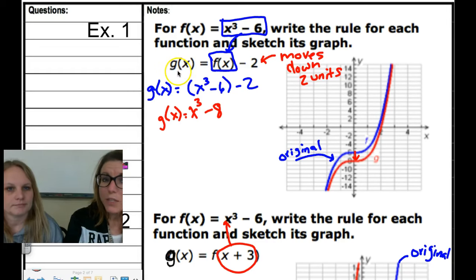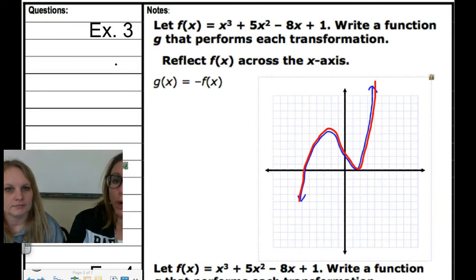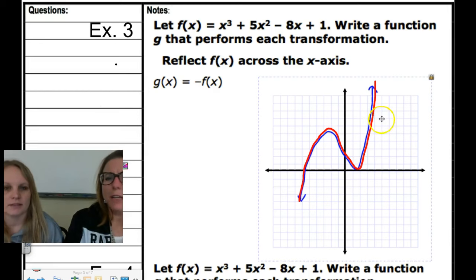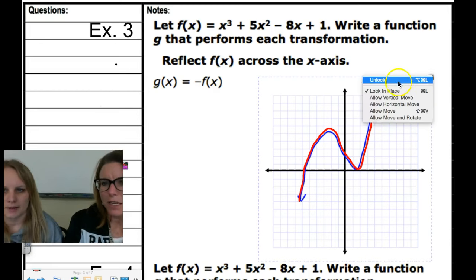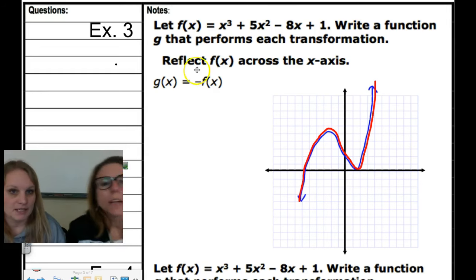On these, we said g of x is equal to, and they told us what it's going to be. Here, they're writing it in words. So it's going to be reflecting across the x-axis. I'm going to unlock this for a minute because we're going to need that. So what that means is the graph's going to flip upside down, because of this negative.